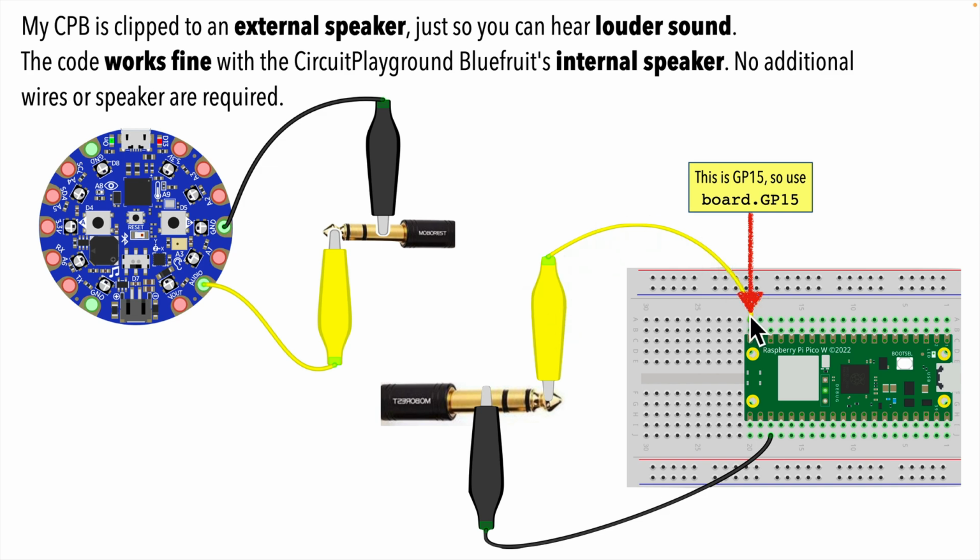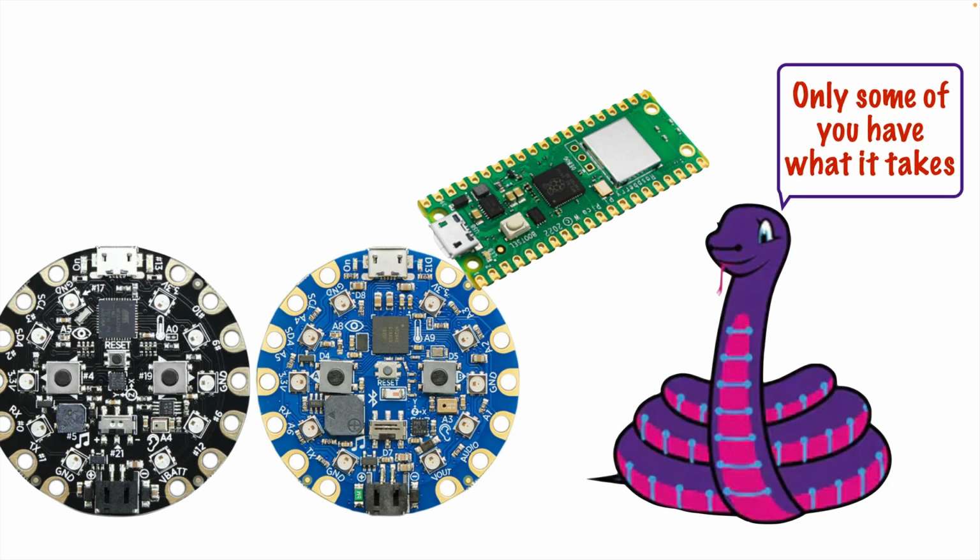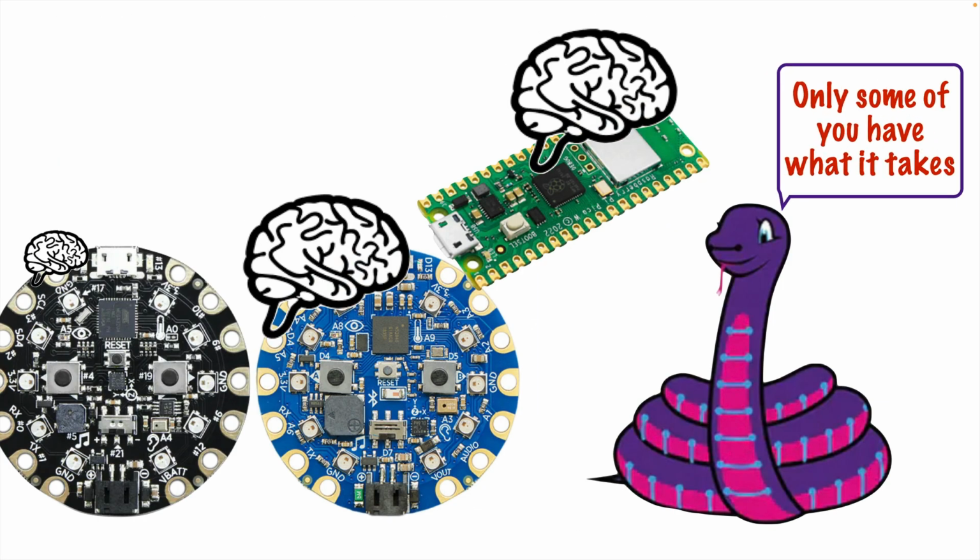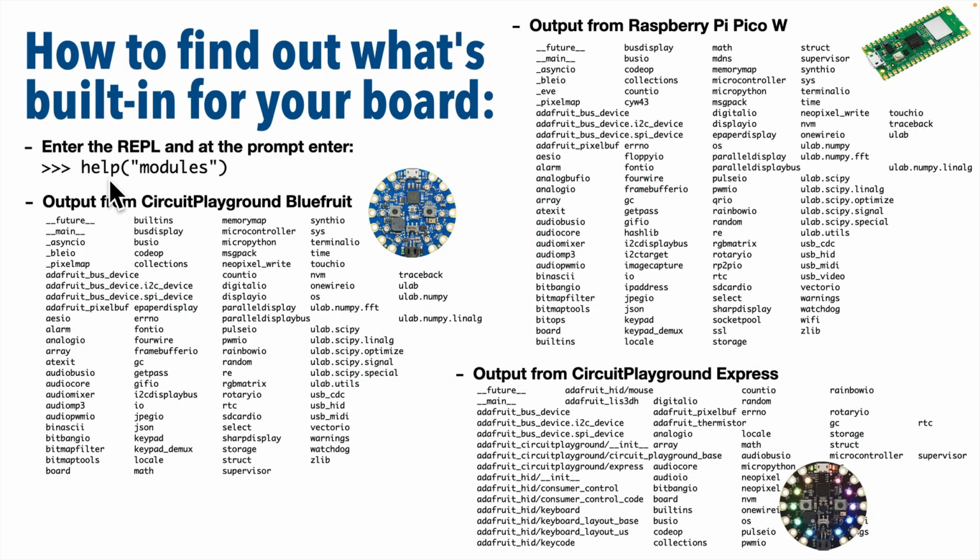When I use the Pico, my audio wire is going to be connected to GP15, with the other end clipped to the tip of a speaker audio jack, and the ground wire is going to be clipped to the jack's base. Now, if you're not using a CPB or a Raspberry Pi Pico, know that only some boards can play MP3 files. To find out if your board can run MP3 audio, you can enter the REPL and use the help modules command that we learned about in an earlier lesson.